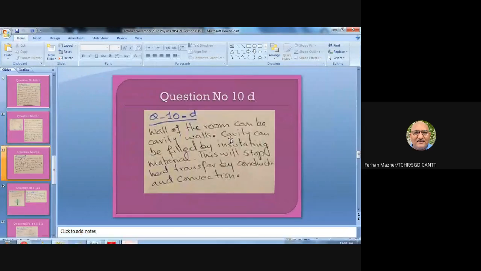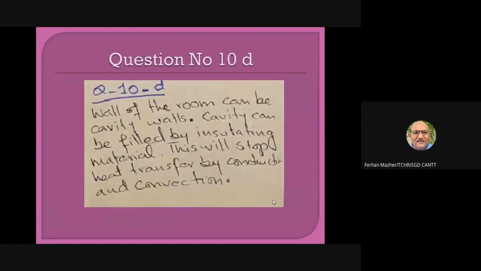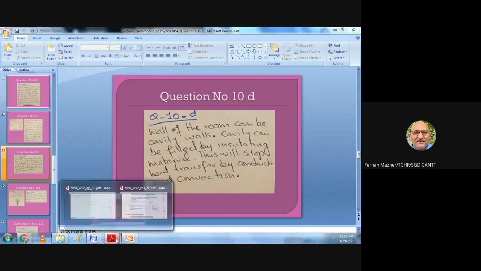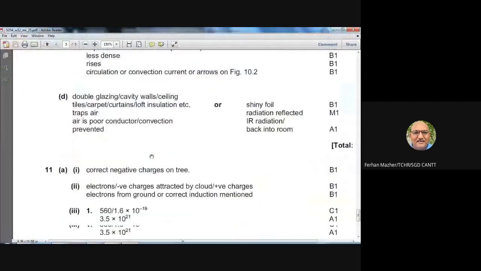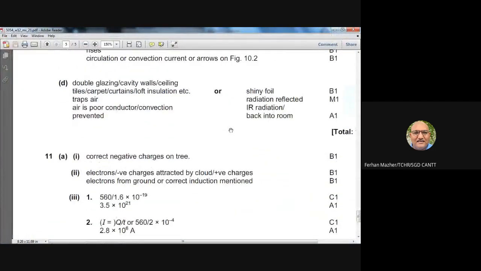The walls of the room can be cavity walls. The cavity can be filled by insulating material. This will stop heat transfer by conduction and convection. Let me check the marking scheme. Okay, so you can see the marking scheme coming on your screen.